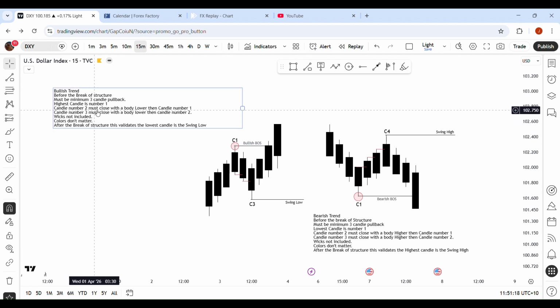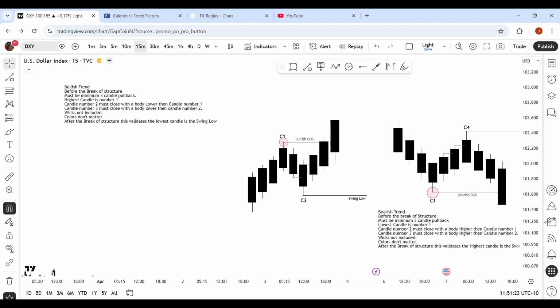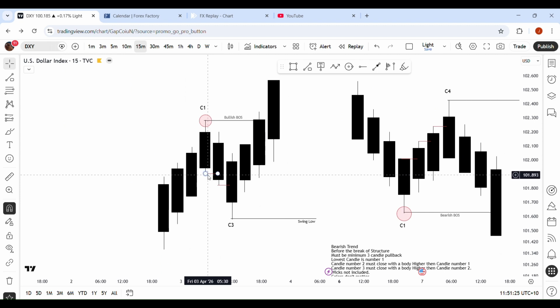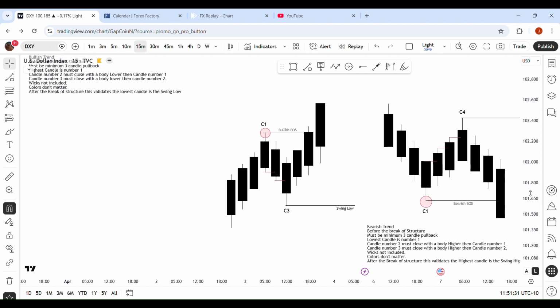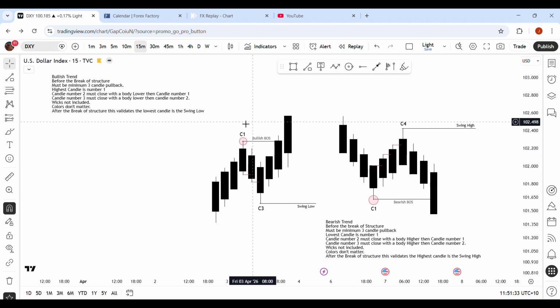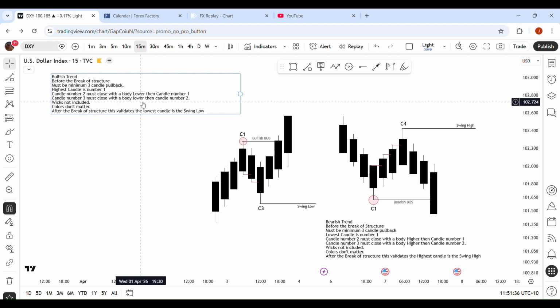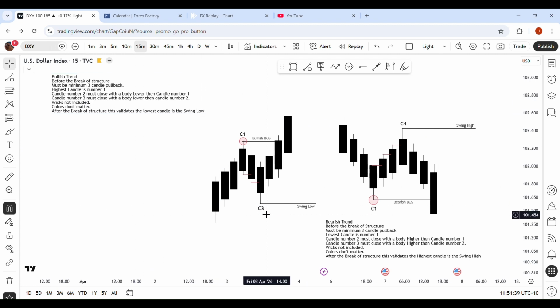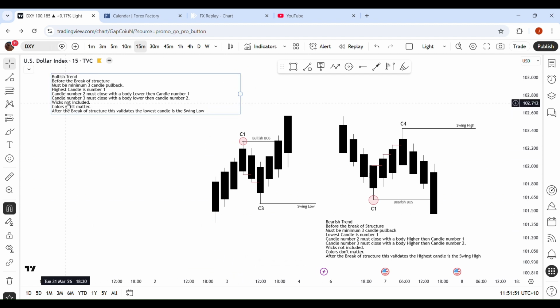Candle number 2 must close with a body lower than candle number 1. And as you can see here, I drew these red lines, and you can see the body closed below the wick. This validates a candle body close. And then candle number 3 must close with a body lower than candle number 2. I've even written C3 close lower, again with the red line, than candle number 2. So this validates 1, 2, and 3 candle body pullback. Wicks not included, and colors don't matter.